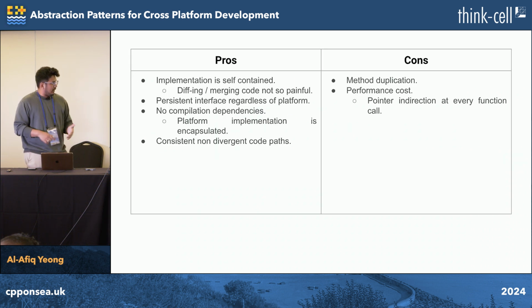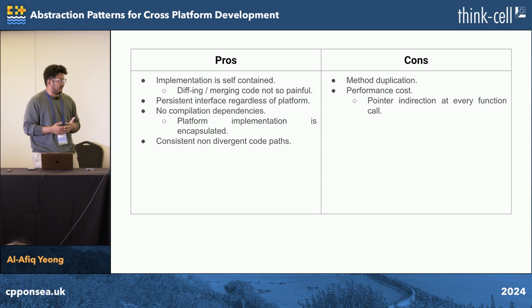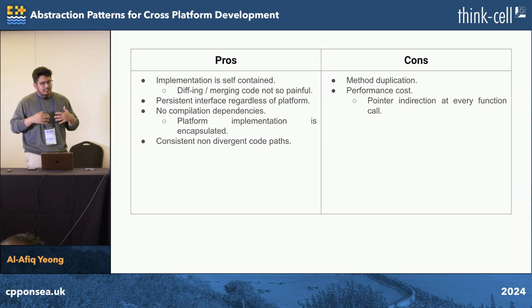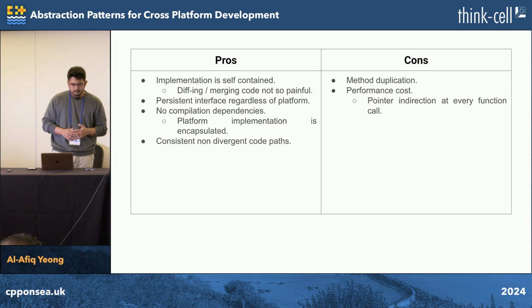So the pros are you still get a self-contained implementation, right? Diffing and merging code does not become difficult. It is self-contained within its own source file. You still get the persistent interface regardless of the platform, same as runtime polymorphism, right? There are no compilation dependencies on the interface, only in the implementation. And you still get the consistent non-divergent code paths, which is basically the same thing as runtime polymorphism.